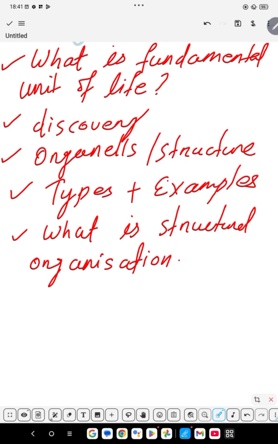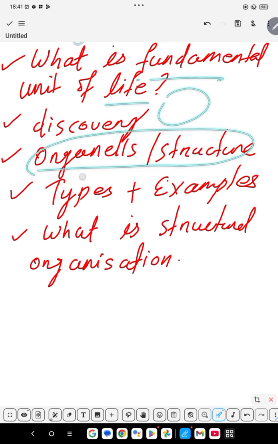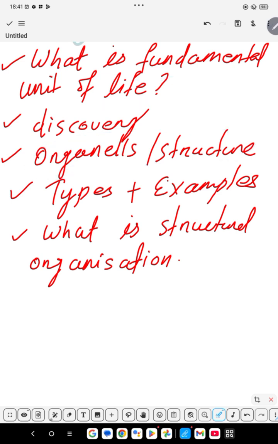We'll also look at where the word was extracted from, because if someone discovers something, they have to name it also, right? So we'll see from where the scientists extracted the name. Then we'll go deep into the structure of the fundamental unit of life and analyze all those things. Don't worry, I will tell you the meaning of organelles and what they are in detail. There is a brief account of organelles in your chapter.